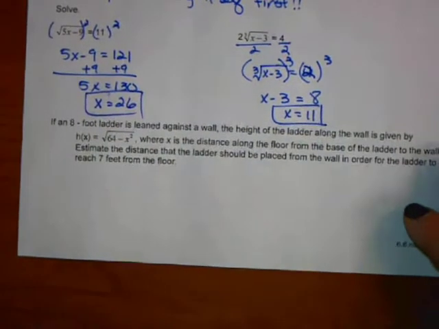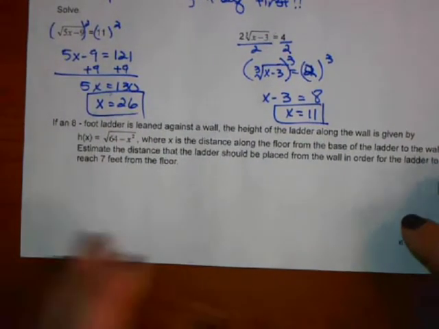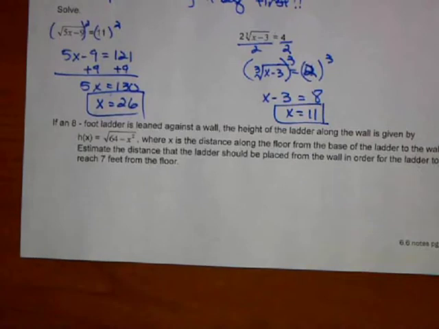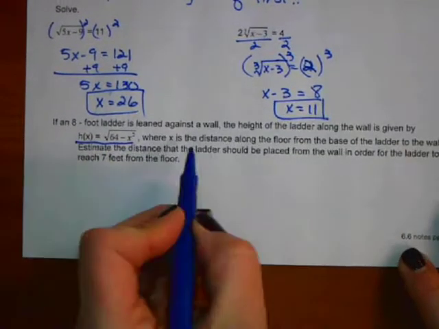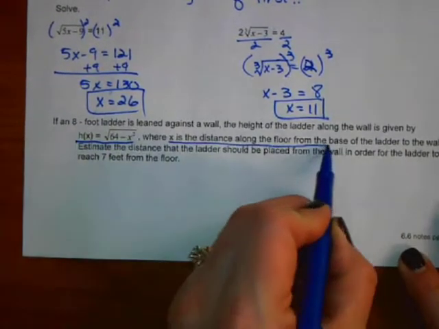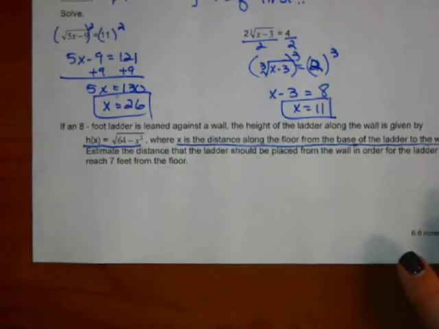That's okay, huh? It might get a little better than that. Define better. Just saying. All right. An 8-foot ladder is leaned against a wall. The height of the ladder along the wall is given by this function right here, where x is the distance along the floor from the base of the ladder to the wall. That's what x represents. Estimate the distance that the ladder should be placed from the wall in order for the ladder to reach 7 feet from the floor.